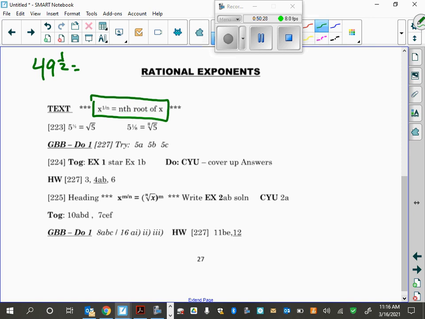What do you think when you see 49? What number are you associating with? Everyone? 7. Yep. That's actually equal to the same thing as the square root of 49. So now we know anytime we see a 1/2 exponent, it's square root. What do you think 1/3 exponent means? Cubic root. 1/4 exponent. 4th root.